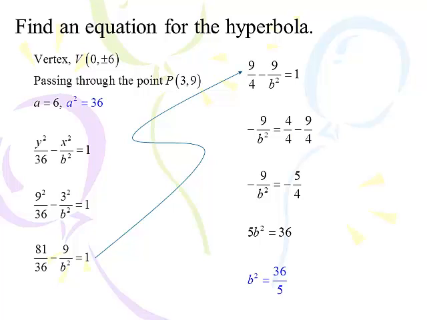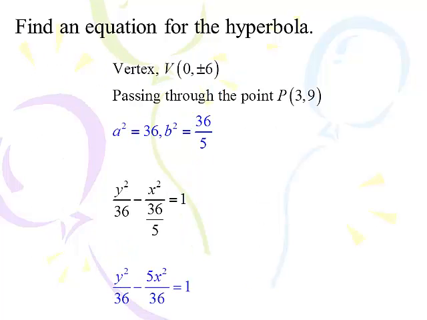So what are you going to do with that 36 over 5, though? Well, that's your b squared. So I've got y squared over 36 minus x squared over 36/5 equals 1. But we don't like leaving fractions inside of fractions. So the final answer that I would have on my exams is y squared over 36 minus, and then multiply by the reciprocal of the denominator, 5x squared over 36 equals 1. And that's how I would walk away from this one.